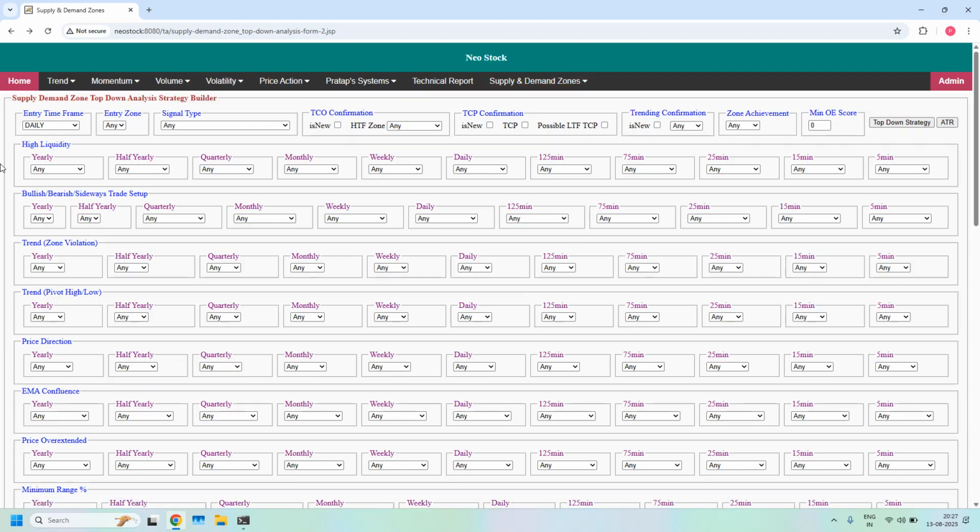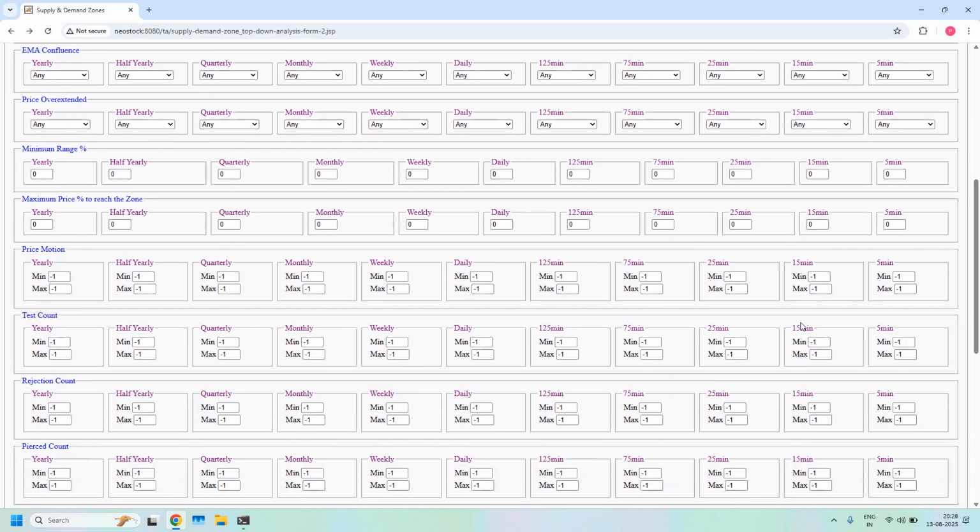For bearish trade setup for daily income trade, it is a daily entry time frame 15 minutes, entries on supply zone. And bullish or bearish at 15 minutes, I am selecting bearish. Zone achievement violated opposing zone. Minimum odd enhancer score should be 12. And also 15 minute supply zone should not be pierced. So in the pierced count at 15 minutes time frame, minimum value 0, maximum value 0.